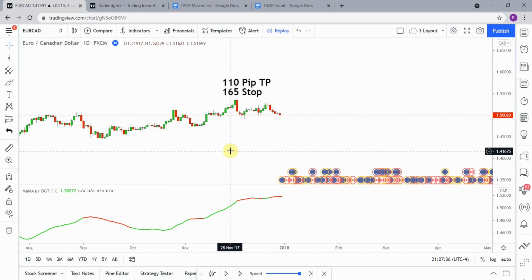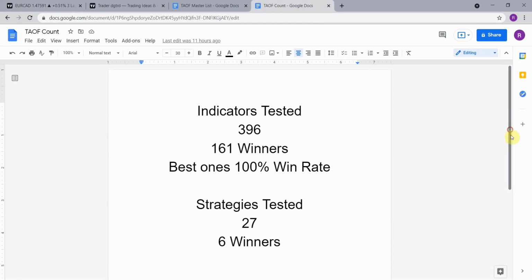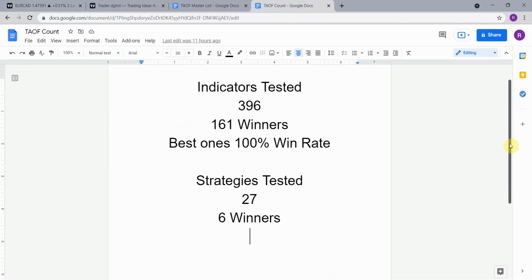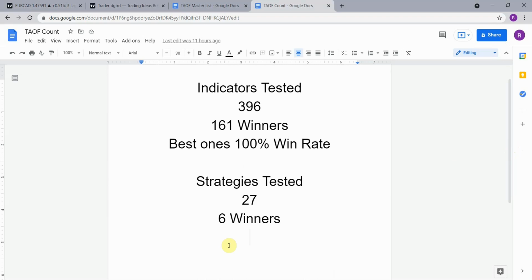Alright, as I said, today we will be testing the momentum adjusted moving average. Before we do though, I wanted to put the testing scoreboard up for everyone to see. So to date, we have tested a total of 27 different strategies with a total of 6 winners. We have also tested a total of 396 indicators with a total of 161 winners, which means that they have met or exceeded the 60% win-loss ratio threshold that we have set for them. The best ones so far were able to achieve a 100% win rate.